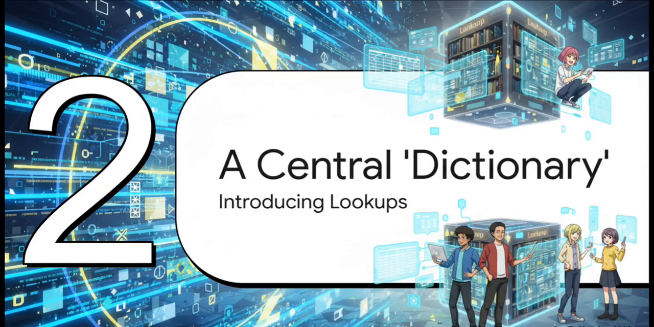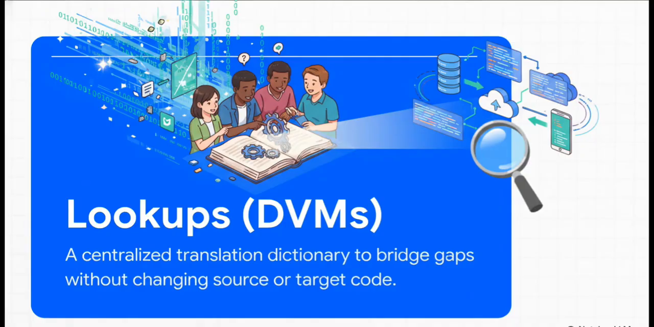So how in the world do we get out of this mess? Well, the solution is, and I love this, beautifully simple in concept. It's time to introduce the power of lookups. Lookups, which you'll often hear called domain value maps, or DVMs for short, basically act as a central translation dictionary. Just imagine having a single shared reference book that all of your applications can use to translate codes, instead of each one having its own messy, hard-coded notes scribbled in the margins.